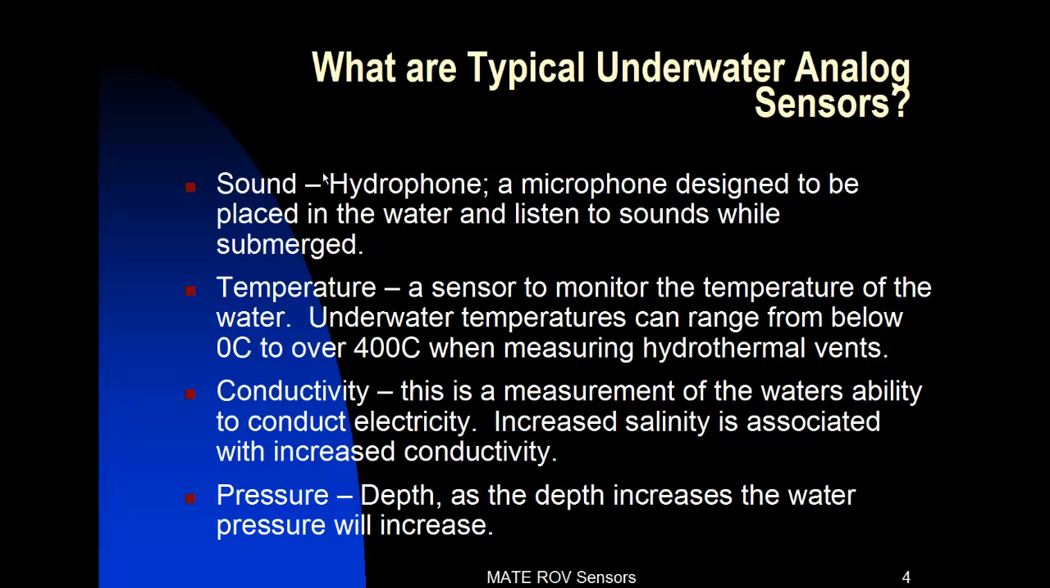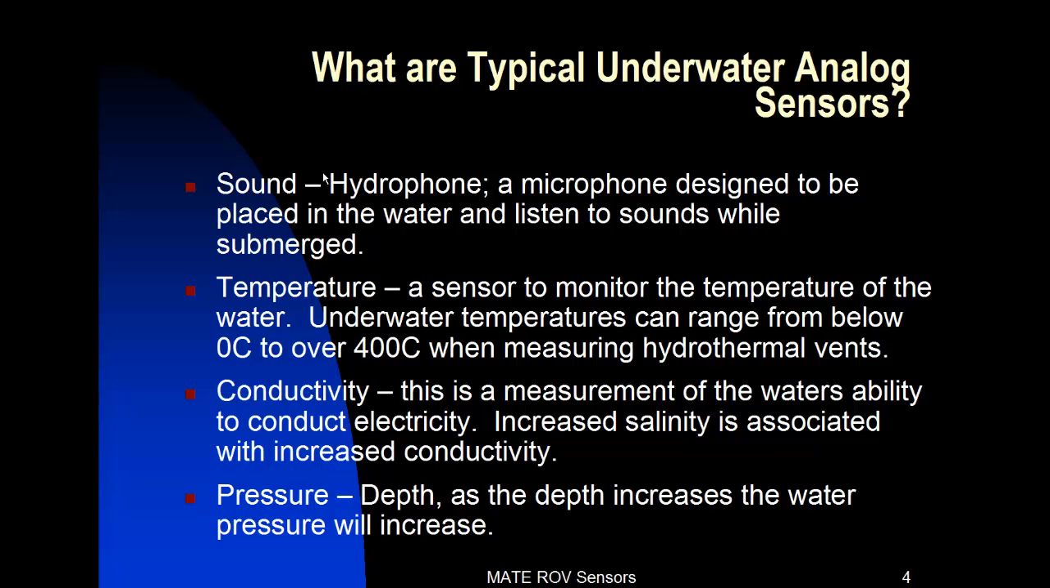Temperature. We monitor the temperature of the water, and underwater temperatures can range from below 0 degrees centigrade to well over 400 degrees centigrade if you happen to be measuring the output of a hydrothermal vent. Conductivity. It's a measurement of the water's ability to conduct electricity, and increased salinity is associated with increased conductivity. Conductivity sensors can get quite complicated, extremely complicated, and we'll be doing some very simple conductivity sensors.